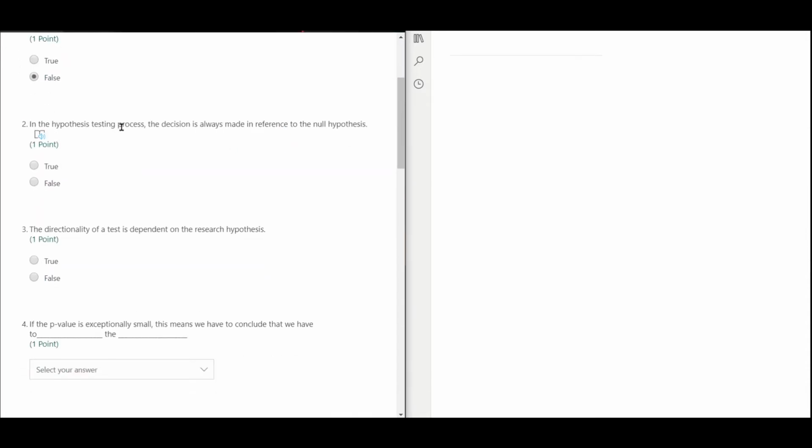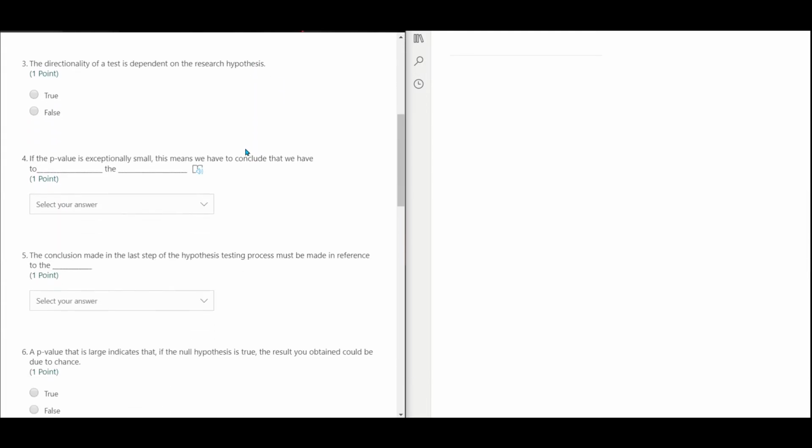In the hypothesis testing process, the decision is always made in reference to the null hypothesis. Remember that when we make a decision, it's always reject the null hypothesis or fail to reject the null hypothesis. So therefore, this is correct. The decision is always made in reference to the null hypothesis.